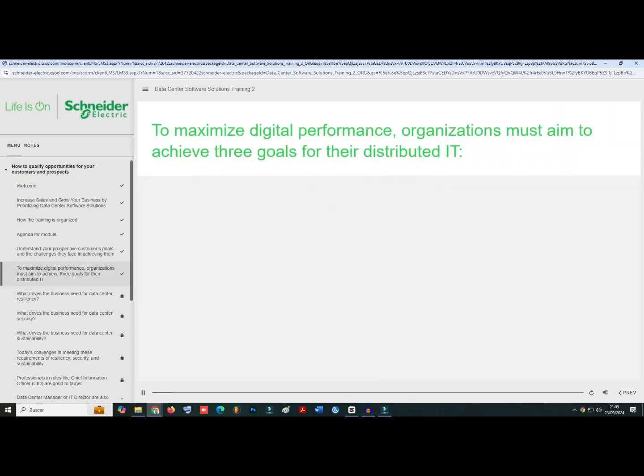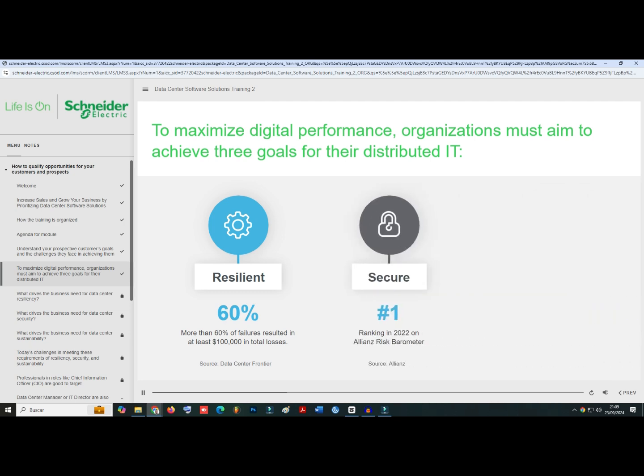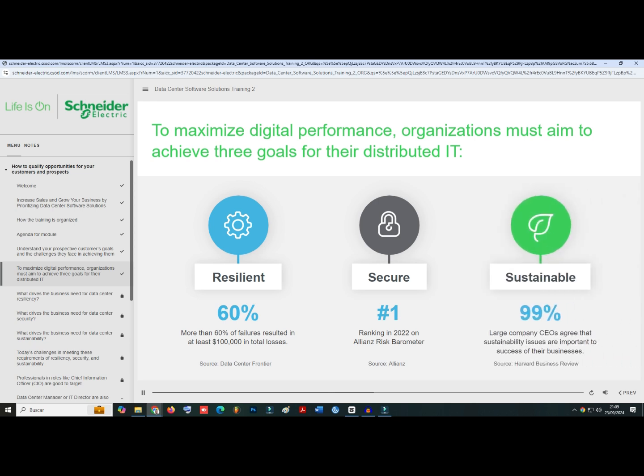The complex nature of hybrid IT environments makes it more challenging to maintain resiliency and prevent costly downtime. Security is another top concern, ranked number 1 on the 2022 Alliance Risk Barometer. And 99% of large company CEOs agree that sustainability issues are important to the success of their businesses. In fact, Gartner estimates that by 2025, 50% of CIOs will have specific performance metrics tied to energy consumption.